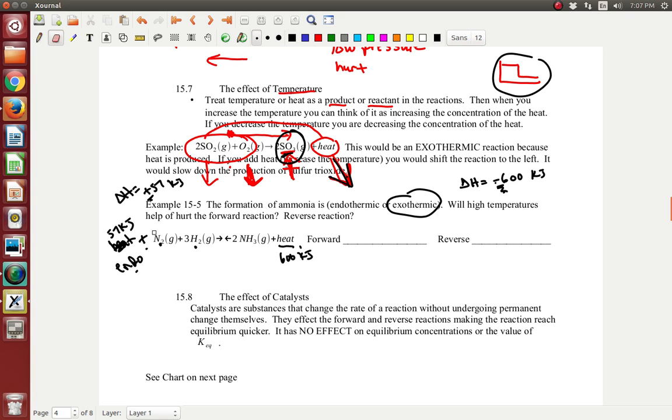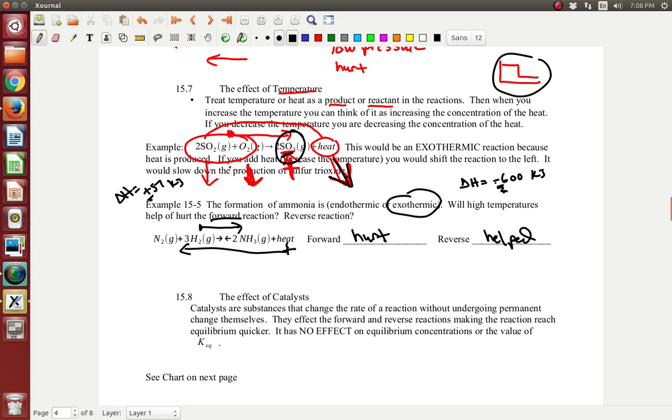Okay, so now in this case we have an exothermic reaction, and it asks you, the formation of ammonia is exothermic. Will high temperatures help or hurt the forward reaction? Well, the forward reaction is going from this side to this side. If I have high temperatures, that's adding heat, that's going to push it to the opposite side, so the forward reaction will be hurt. But the reverse reaction will be helped.